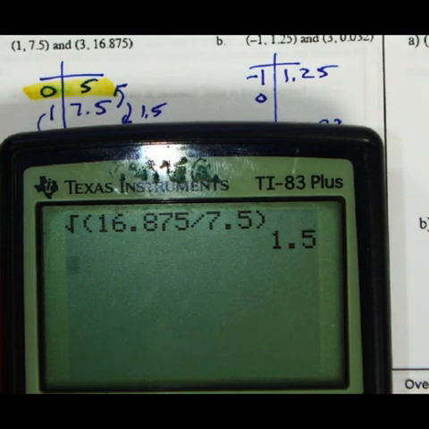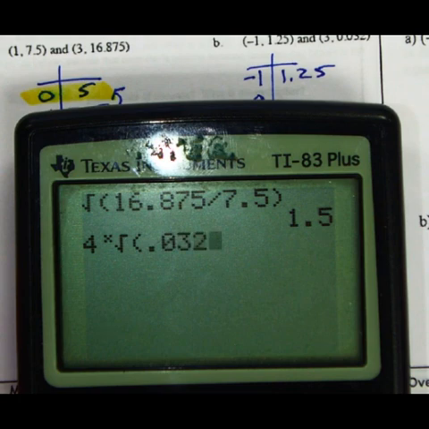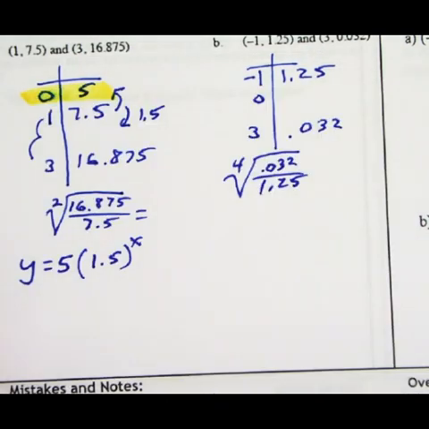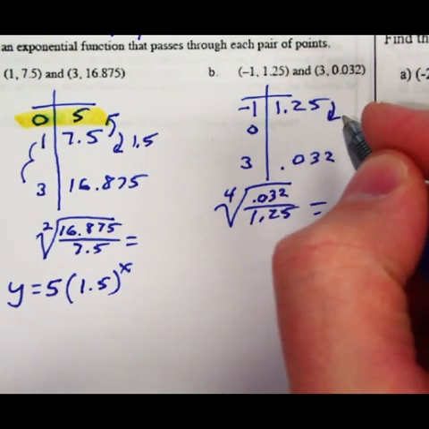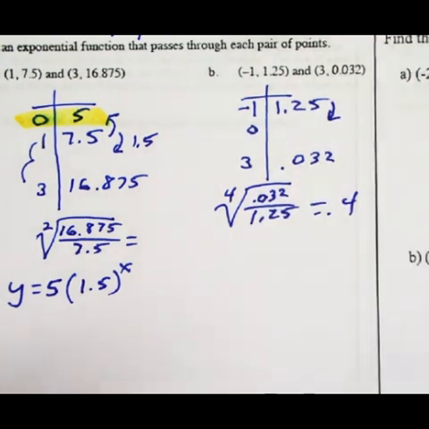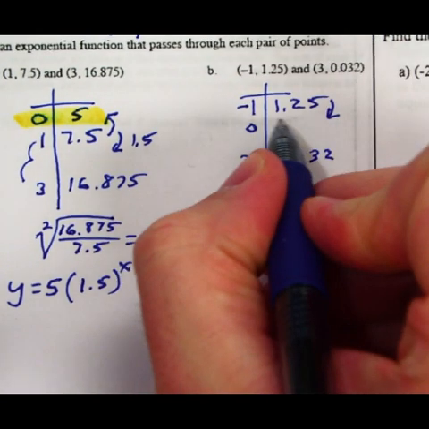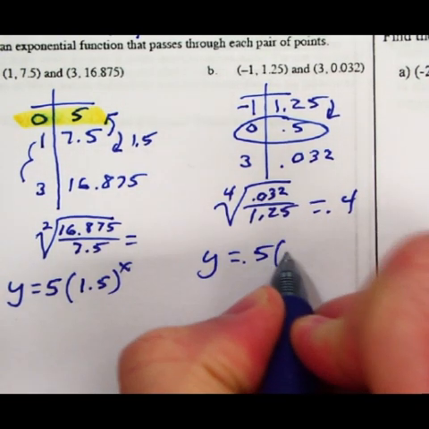So the 4th root of, and then in parentheses, 0.032 divided by 1.25, and I've got 0.4. 0.4 is my multiplier, therefore my b value is 0.4. Take this times 0.4, and I'm going to get my initial value. So if I take 1.25 times 0.4, that's 0.5, so the 0 term right here is 0.5. So my equation would be 0.5 times 0.4 to the x.